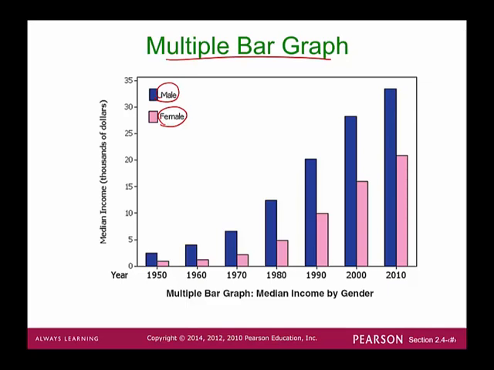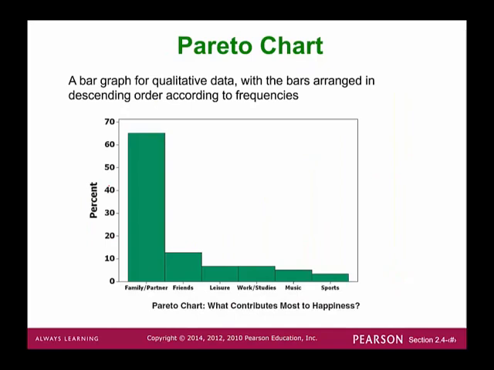As you can see, the horizontal axis is the year, and the vertical axis is the median income. And then we also have the Pareto chart. On a Pareto chart, the horizontal axis is always categorical data or qualitative data. And the vertical axis in this case is percentage.